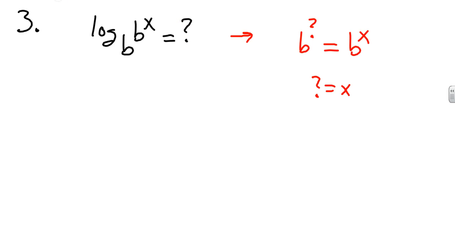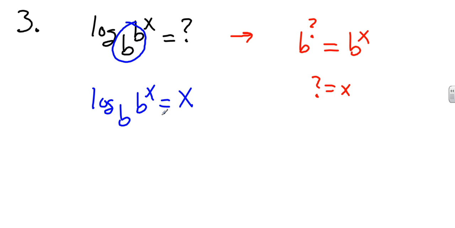It's basically the same thing: for property 2, there was an understood 1 power here. In this case, it's an x power. So if these two bases are the same, whatever exponent is here is going to be the answer we're looking for. So if you have log base b of b to the x, it's going to equal x.